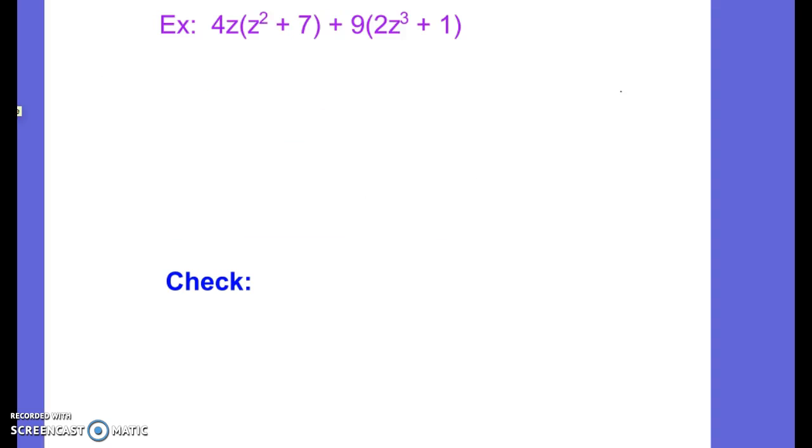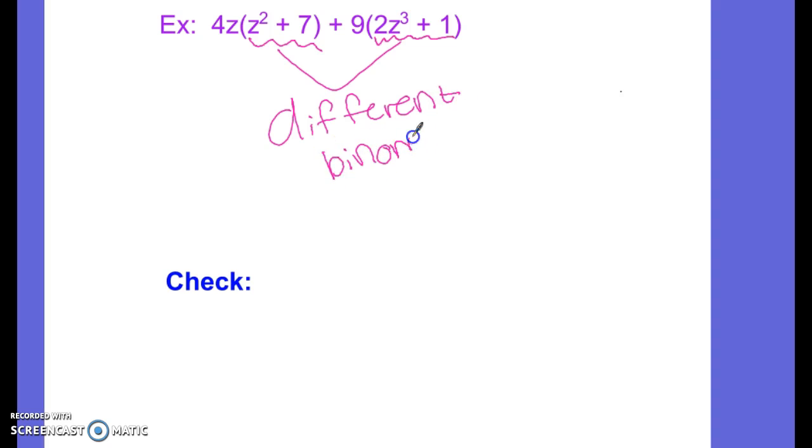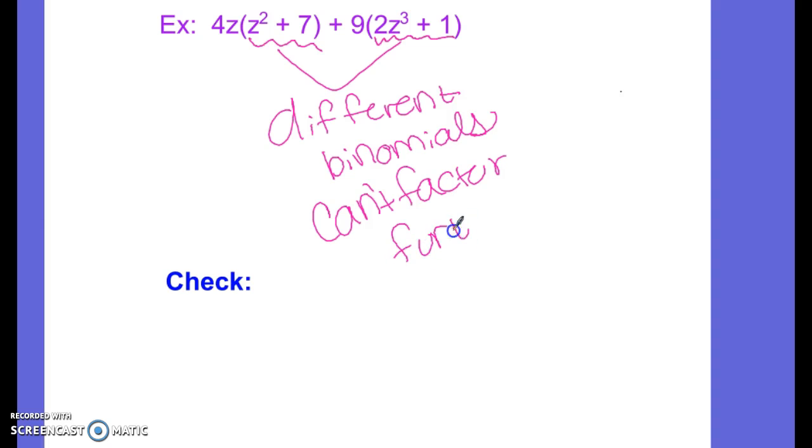Ooh, this is z squared plus 7. This is 2z cubed plus 1. They're not the same. They're different binomials. So you can't factor further. And you are done.